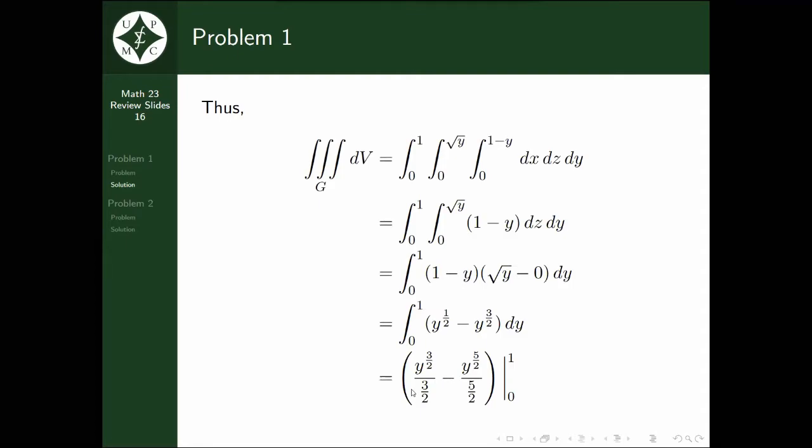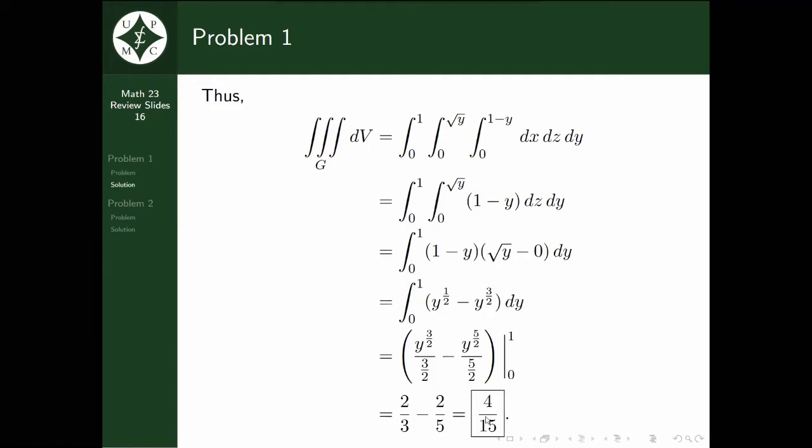So by the power rule, this becomes this, and thankfully another one of our bounds is 0, so we only have to evaluate it at y equals 1. So this just becomes 1 over 3/2 minus 1 over 5/2. So it's just 2 over 3 minus 2 over 5, and that's 4 over 15.